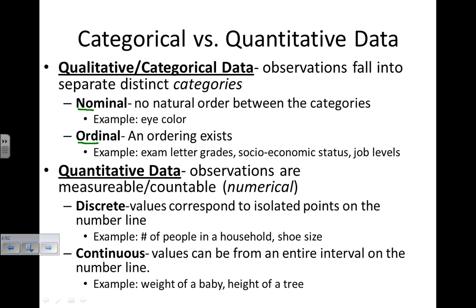Socioeconomic status, job levels. So you can have those ranked in a particular order of moving up, so one being better than the other. So that is categorical, when you have categories and you have those two types.